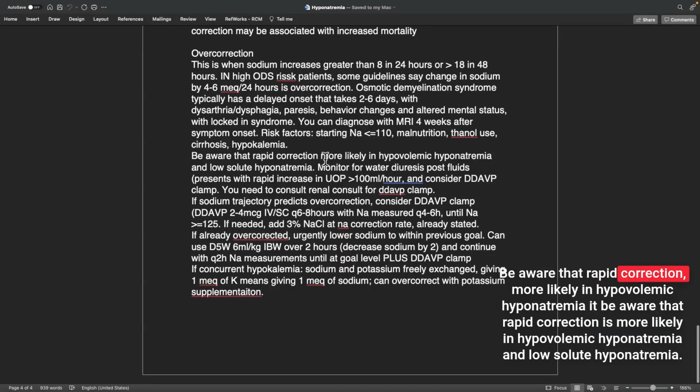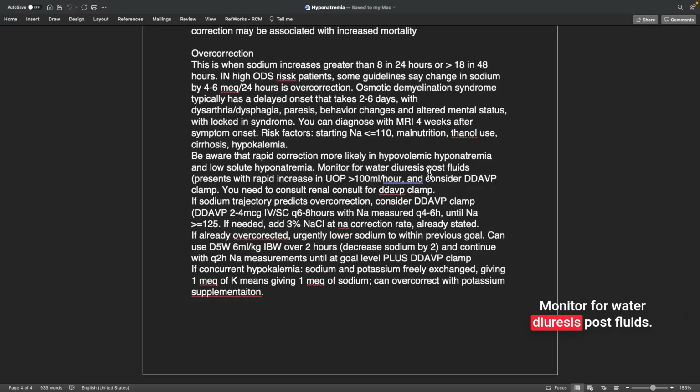Be aware that rapid correction is more likely in hypovolemic hyponatremia and low solute hyponatremia. Monitor for water diuresis post fluids. You need a renal consult for a DDAVP clamp. If the sodium trajectory predicts overcorrection, consider the DDAVP clamp. And if needed, add 3% sodium chloride at the sodium correction rate already stated.